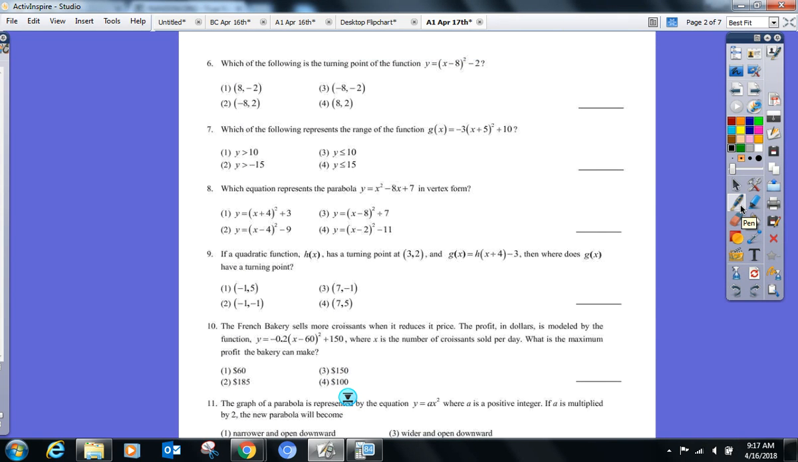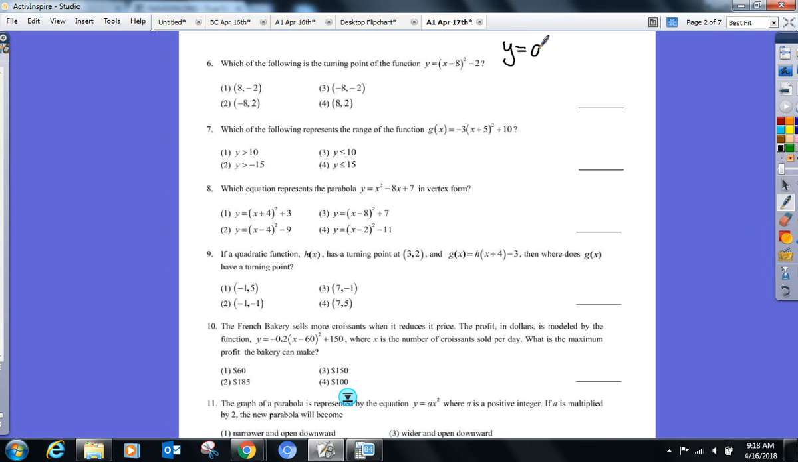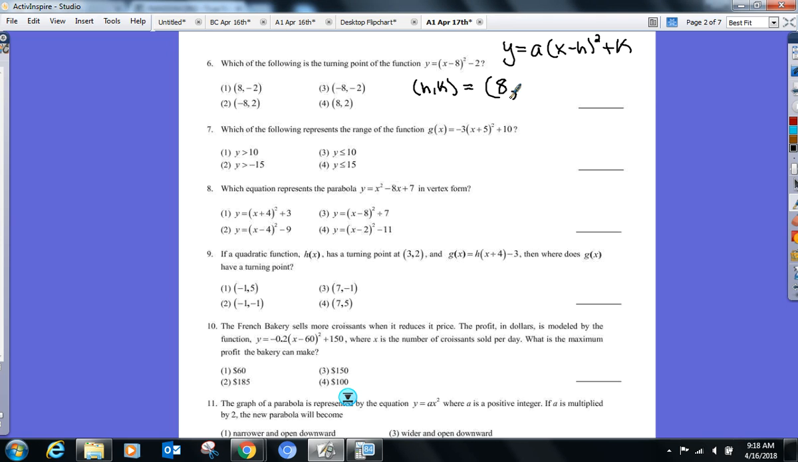What's the turning point of that? Without even graphing. Anybody know what form I have that in? That's our vertex form, right? Everyone remember doing 2 days of that. It's already got the turning point right there for you. Vertex form: y equals a(x minus h) squared plus k. Already in vertex form. Okay, so here we go. h and k are my turning point. What's in place of h? 8. And what's in place of k? Negative 2. Done. No need to graph. 8, negative 2.